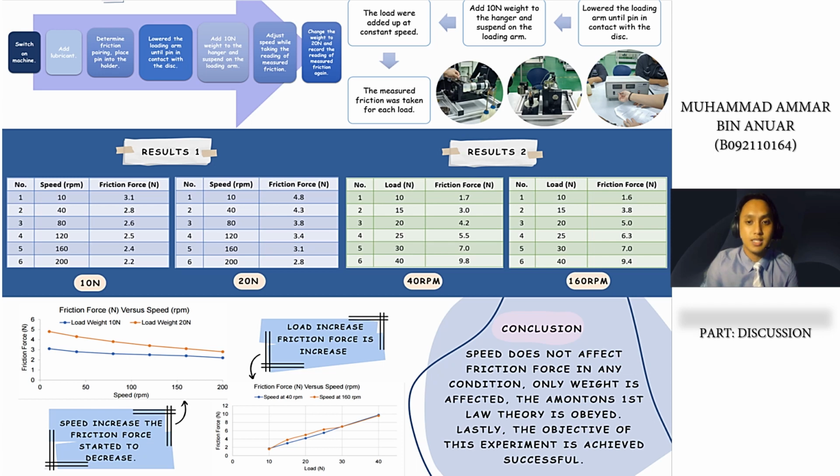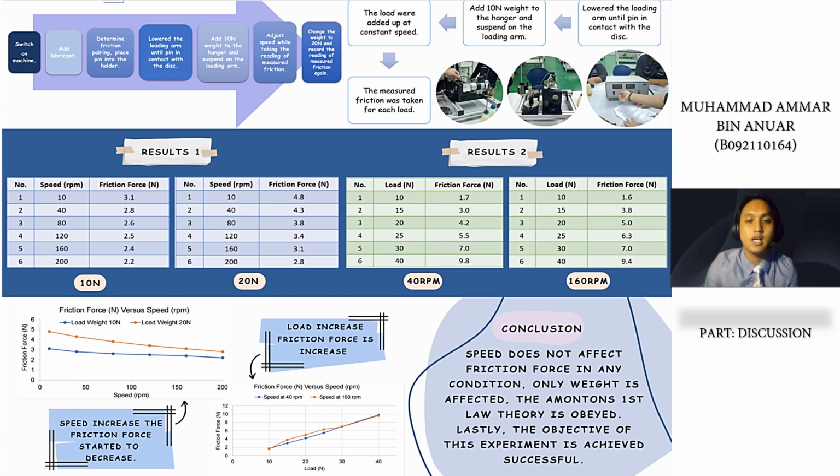I will explain the discussion section. The graph is based on the results. From the figure we can clearly see the relationship between both results. The first graph is friction force against speed in RPM. In this result, the load is constant, which is 10 Newton and 20 Newton. If we apply more speed or more RPM, the friction force starts to decrease. For the second graph, the load is different but the speed is constant, at 160 RPM and 40 RPM only. When the load increases, so does the friction force.